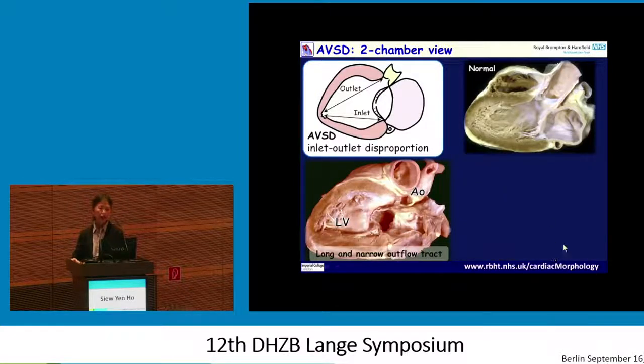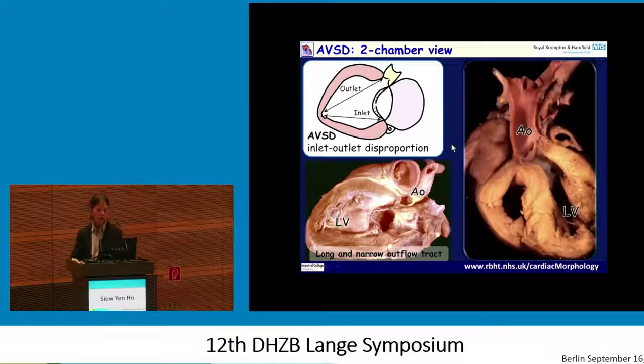And then again, versus the normal situation. In the normal heart, if you measure the inlet to apex dimension versus apex to outlet dimension, it's practically similar. Whereas in atrioventricular septal defect, we would find a disproportion between inlet and outlet lengths, as we show in this pathological specimen. The inlet is shorter, and we tend to have a longer outlet length.